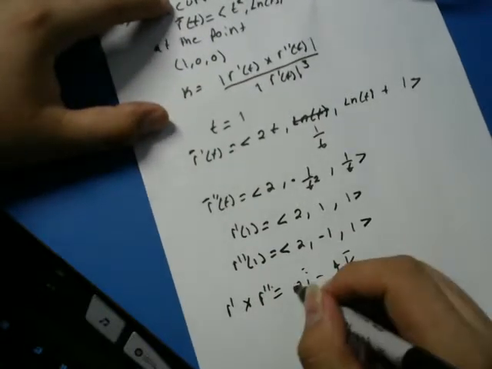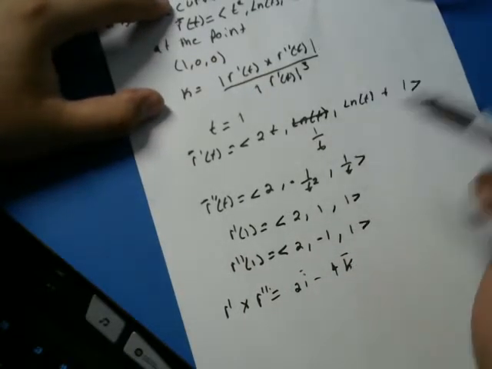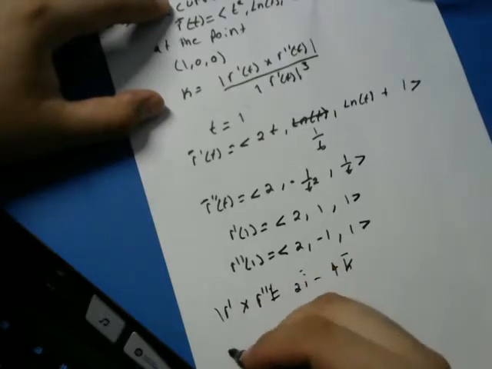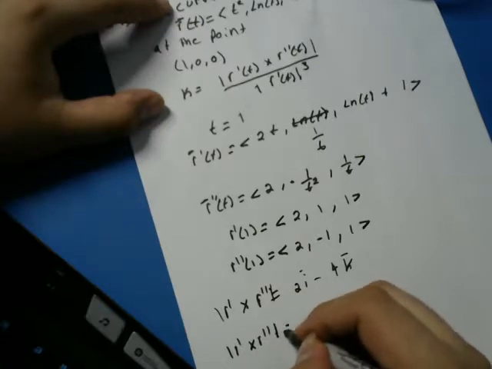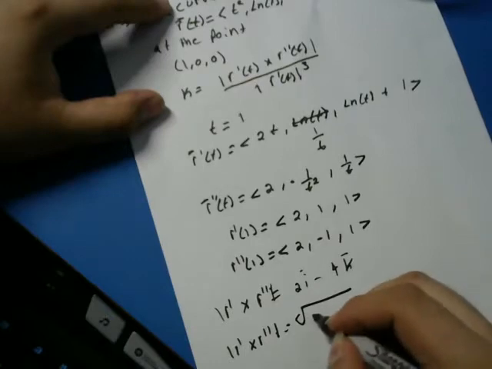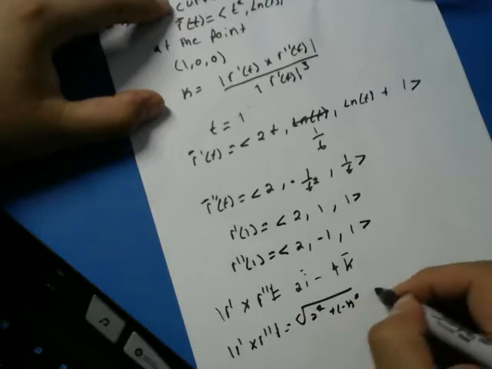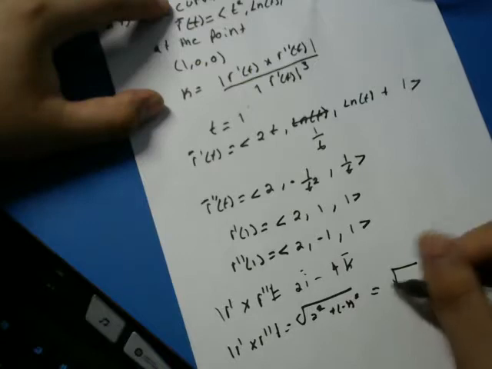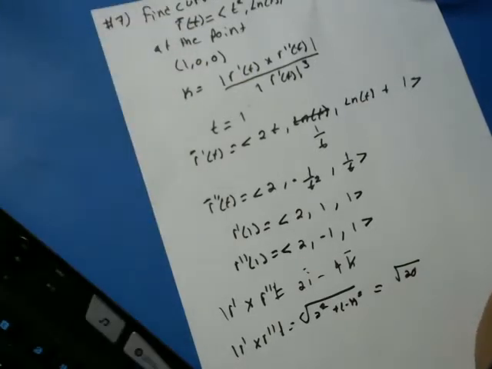And the problem is asking us to find the magnitude of it, not just the cross product. So we take the magnitude of r prime cross r double prime. It's going to be the square root of 2 squared plus negative 4 squared, which in turn would just be equal to the square root of 16 plus 4, 20. There you go. So we found the top.